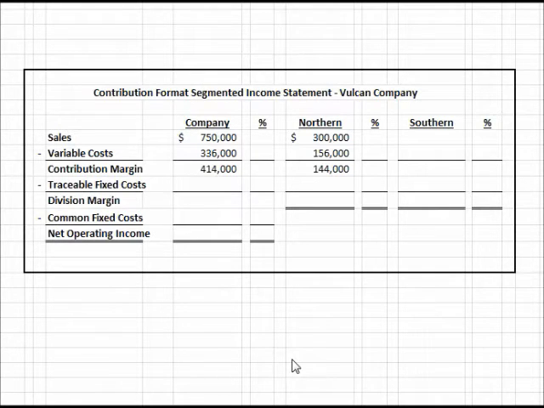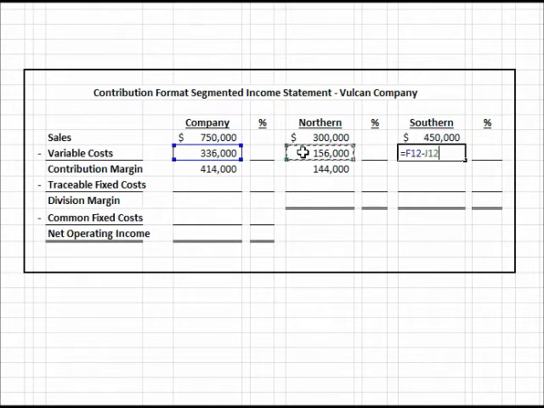If we've only got two divisions, and the Northern Division had $300,000 in sales, and totally we have $750,000 in sales, well, obviously, the Southern Division had $450,000 in sales. Same goes with the variable costs.